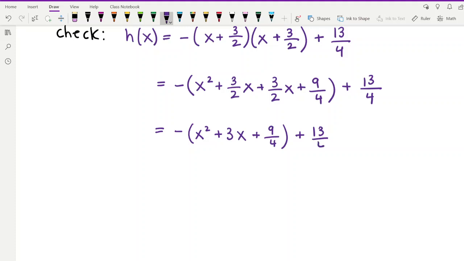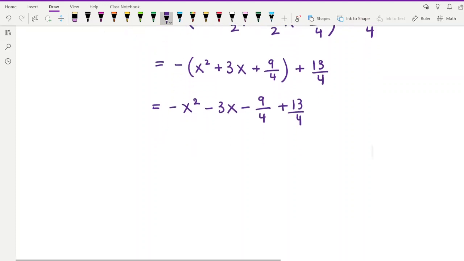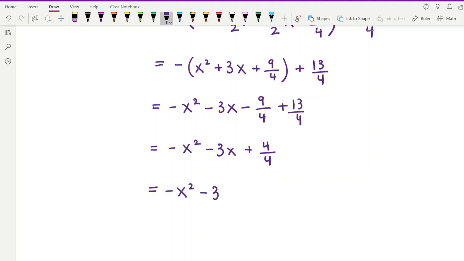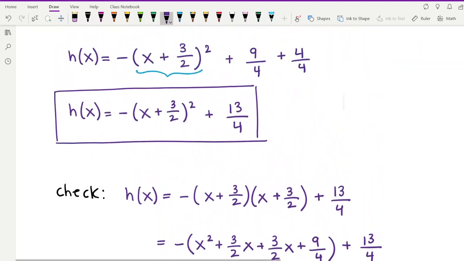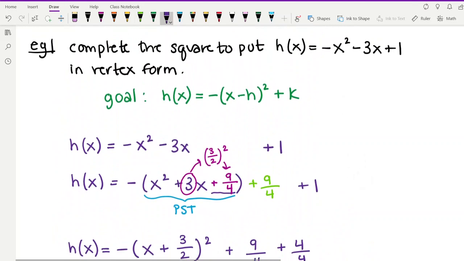plus 13/4. Now we can distribute in that negative sign. So we get negative x squared minus 3x minus 9/4 plus 13/4. And if we combine our fractions, we get negative x squared minus 3x, and this is going to become plus 4/4. And finally, that is negative x squared minus 3x plus 1. And if we look back at our original function at the beginning of this, it was negative x squared minus 3x plus 1.